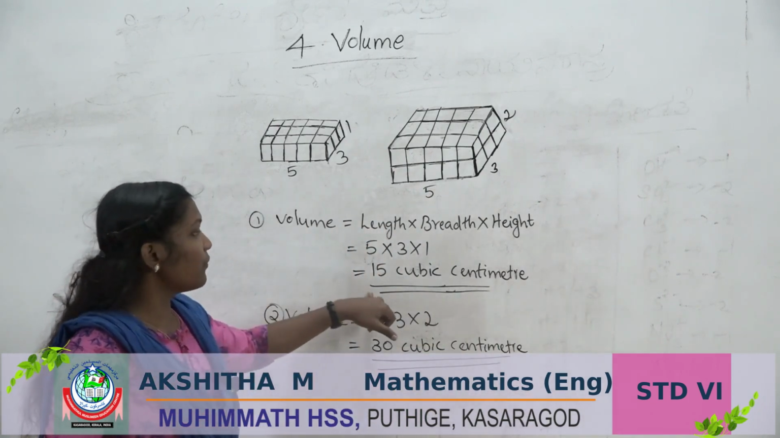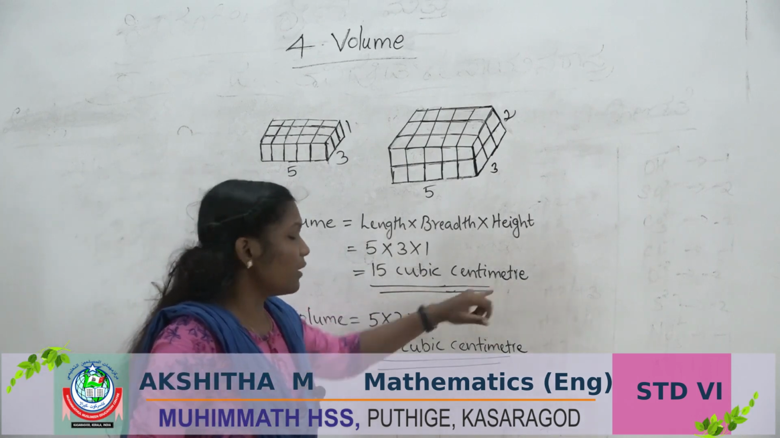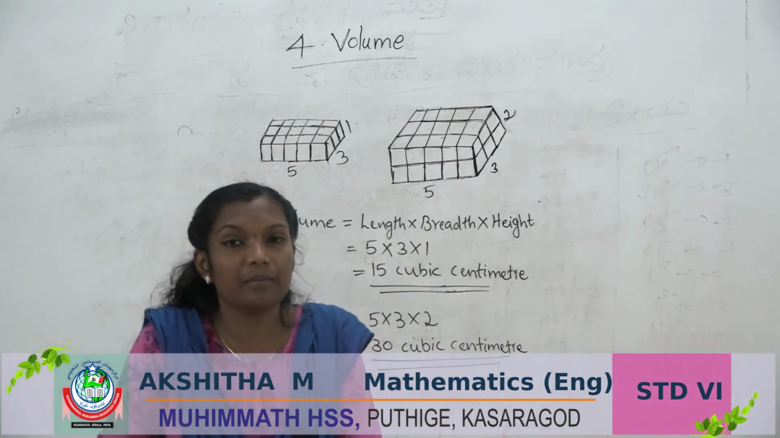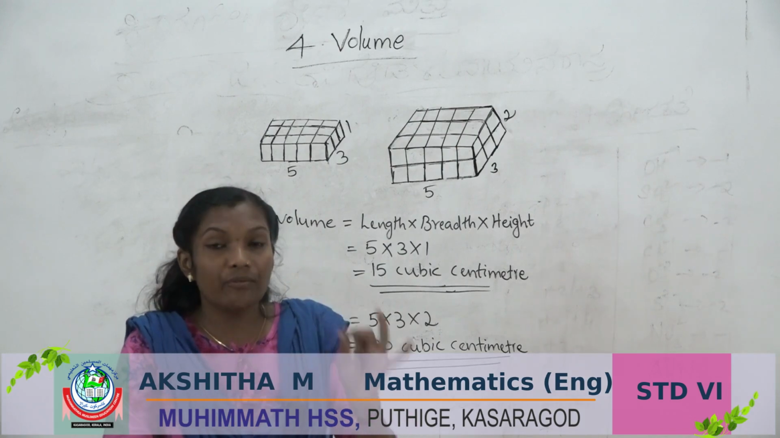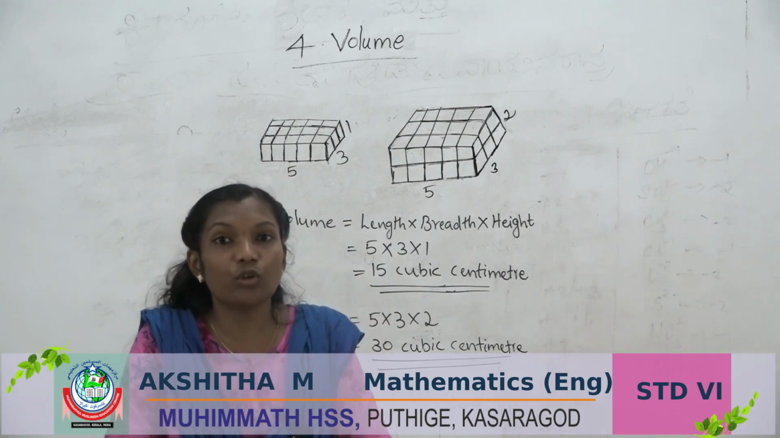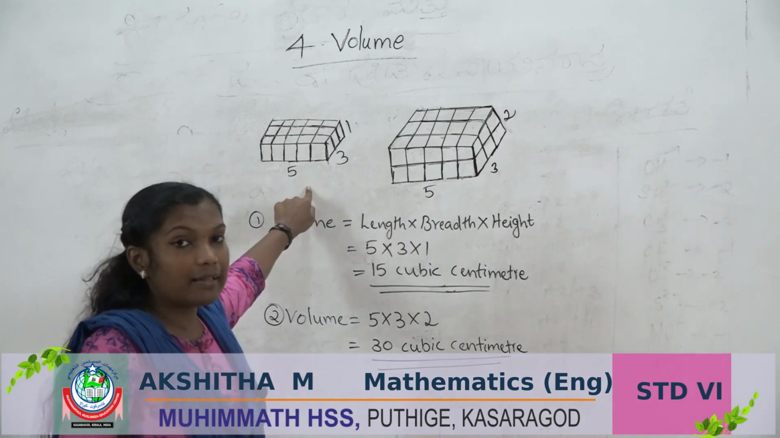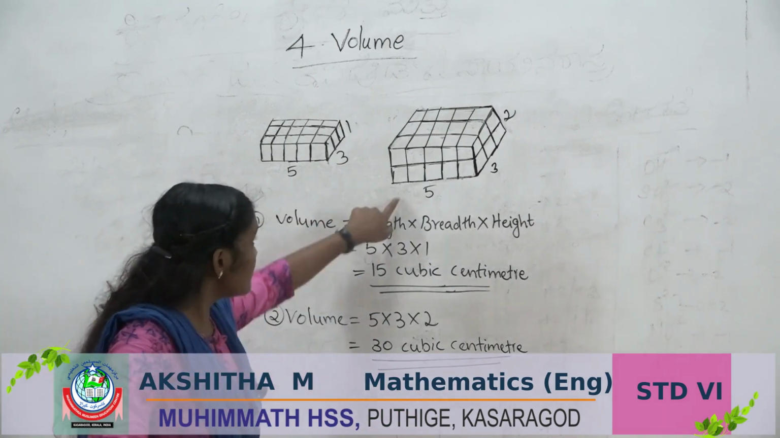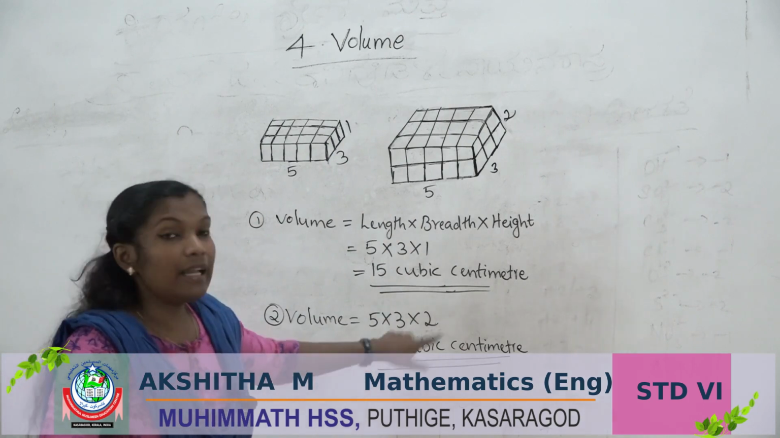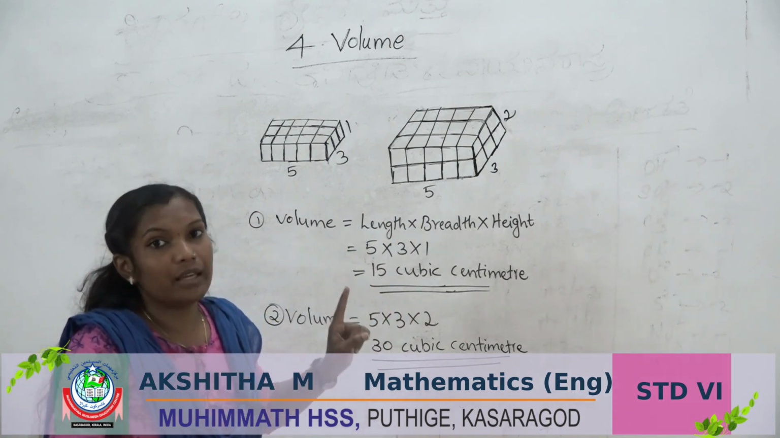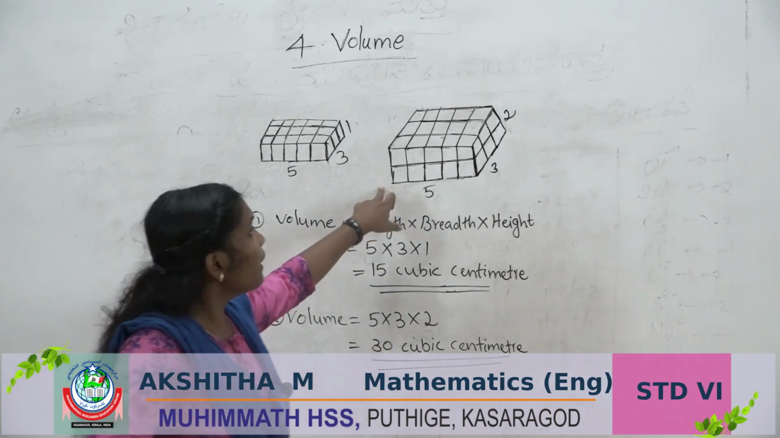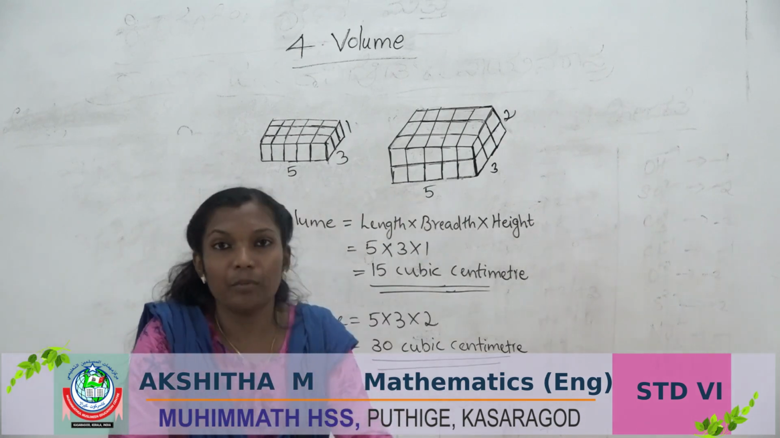Here volume is 15 cubic centimeter. 15 cubic centimeter means 15 cubes of 1 centimeter are used to make this rectangle block. Here in the second one, 30 cubes of 1 centimeter are used to make this rectangle block.